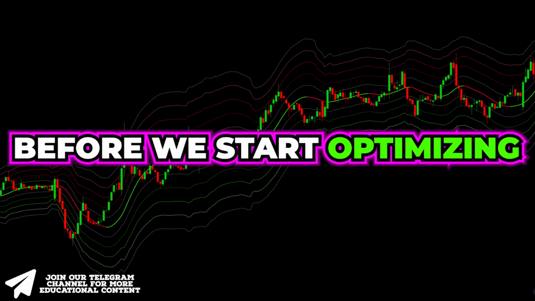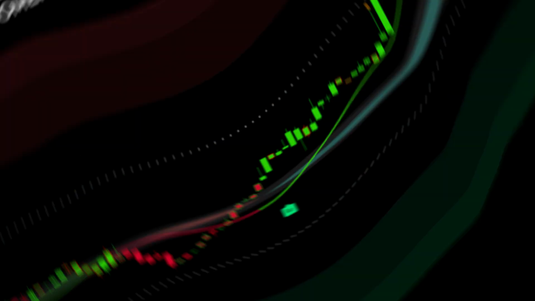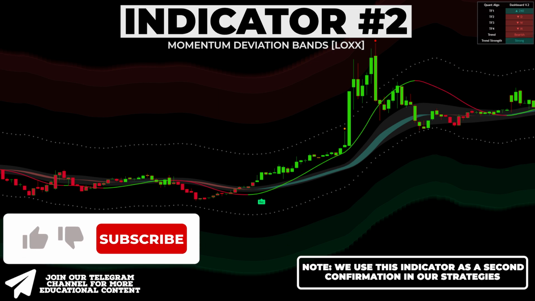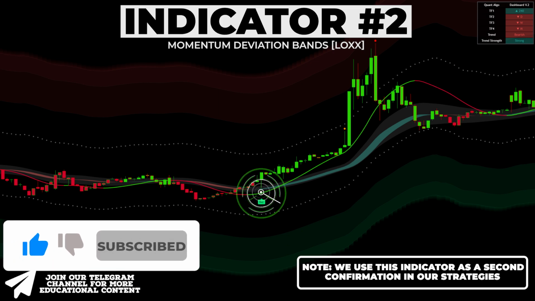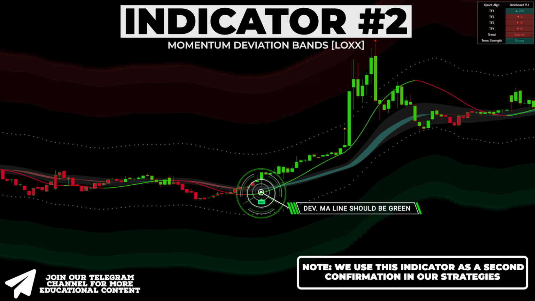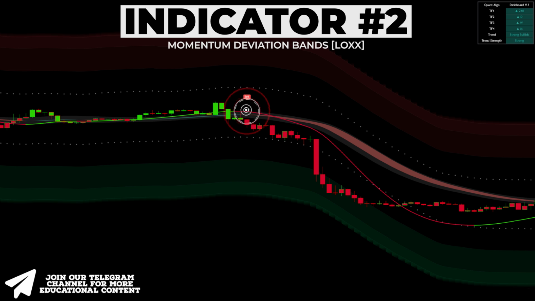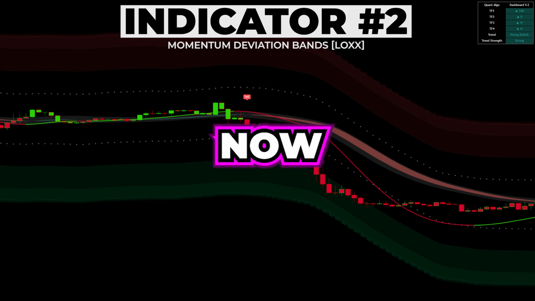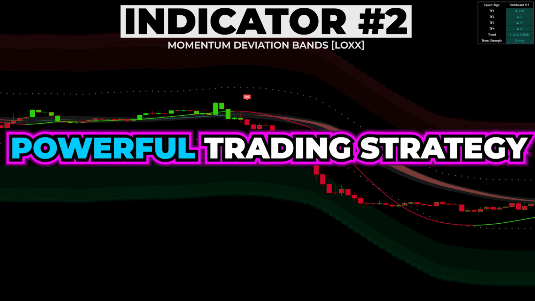Before we start optimizing the indicator settings, open the Inputs tab and disable all show level options to keep the chart clean. It's important to note that we use this indicator as a second confirmation, which means we want the line to be green to confirm a buy signal printed by any trigger event indicator. Applying the same logic, the momentum MA line should have a red color to validate the sell signal issued by the trigger event indicator. Now, let's optimize its settings and view an amazingly powerful trading strategy with the usage of this indicator.